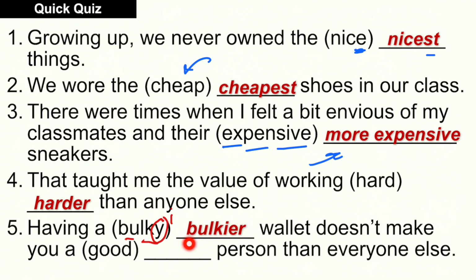So, having a bulkier wallet doesn't make you a good person than. So, again, than, ibig sabihin comparative ang pinag-uusapan dito. Paano mo siya i-turn into comparative? Wala namang gooder. Okay? Dito na papasok yun. Dapat better. Better person than anyone else. Now, if you didn't get this, that's okay. Hindi ko pa ito na-discuss in any of my videos. Ito yung tinatawag nating special adjectives. I will discuss that in the next video.